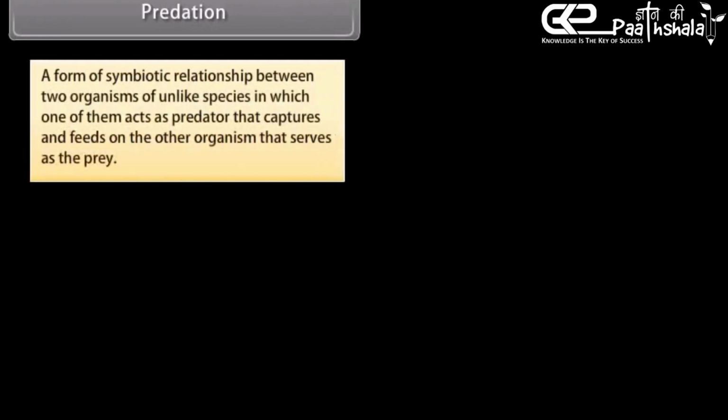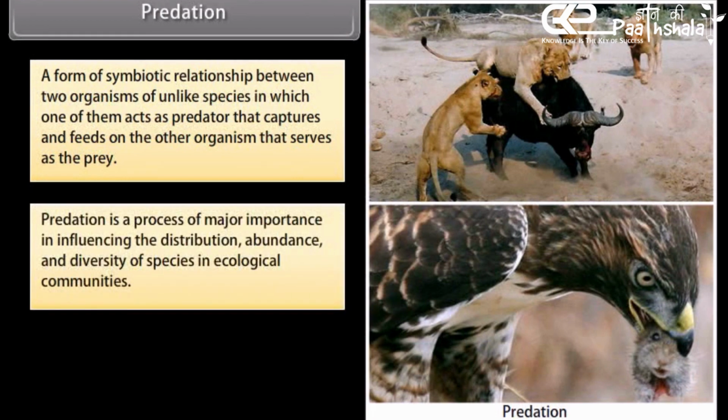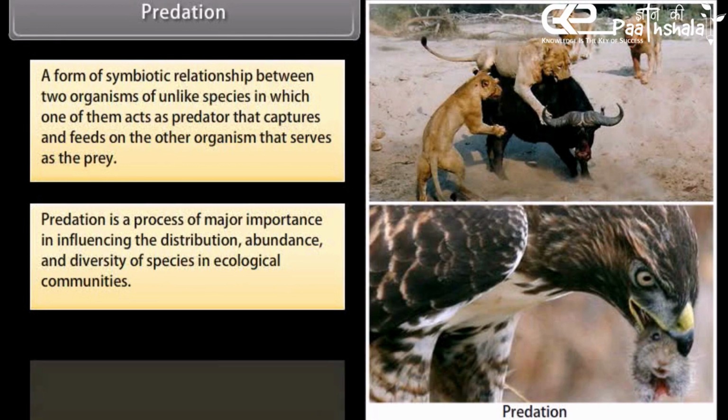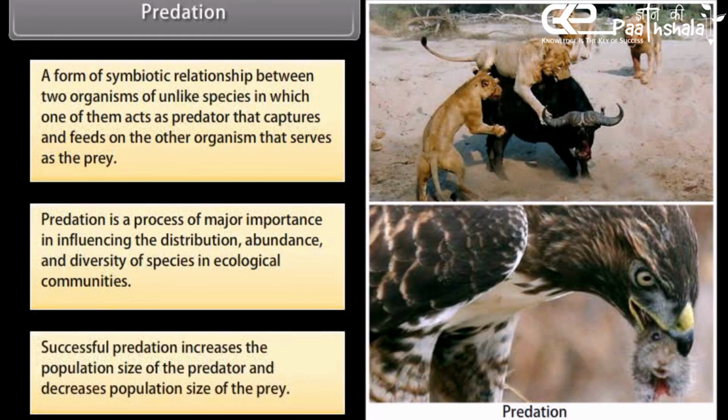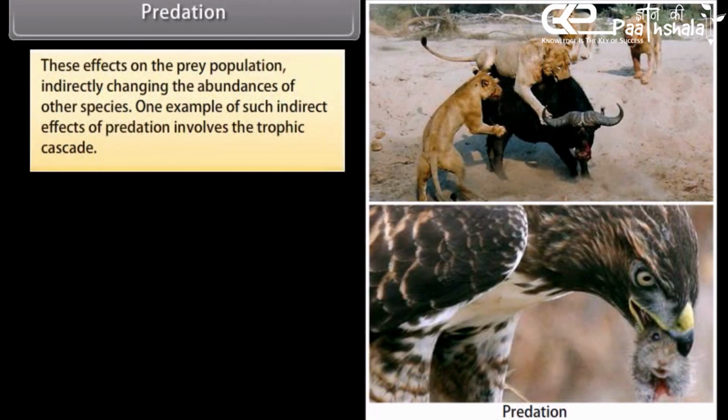Predation. A form of symbiotic relationship between two organisms of unlike species in which one of them acts as a predator that captures and feeds on the other organism that serves as the prey. Predation is a process of major importance in influencing the distribution, abundance, and diversity of species in ecological communities. Successful predation increases the population size of the predator and decreases the population size of the prey. These effects on the prey population indirectly change the abundances of other species.